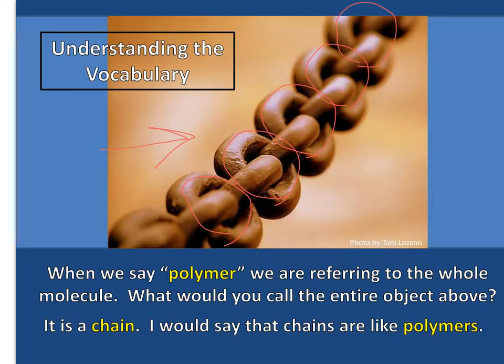We are going to talk about what these are. These are links. A polymer would be like the entire chain. The link would be like the monomer. Mono, one, poly, many. So a chain is like a polymer. If you look on question 4 of your notes, what are polymers like? And you want to go and write the word chain. Polymers are like chains.